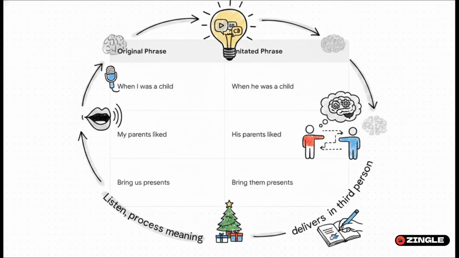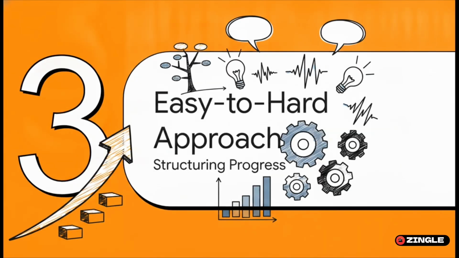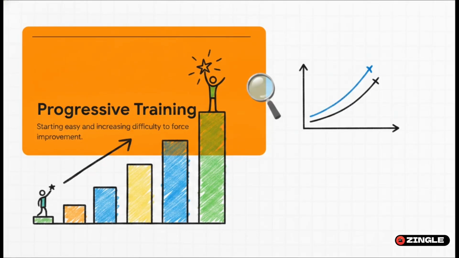Your brain is fully engaged in language production, and the best part, you don't need someone else in the room to prompt you. Which leads us to Section 3, the easy-to-hard approach, structuring your progress. This easy-to-hard method is built on the concept of progressive training. That basically means starting with something easy and then steadily increasing the difficulty to literally force yourself to get better.